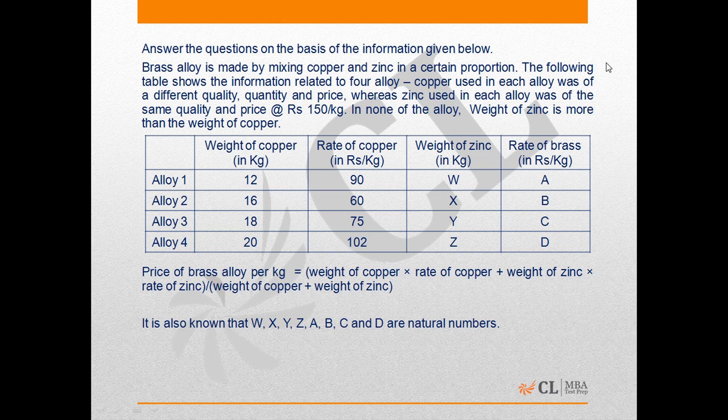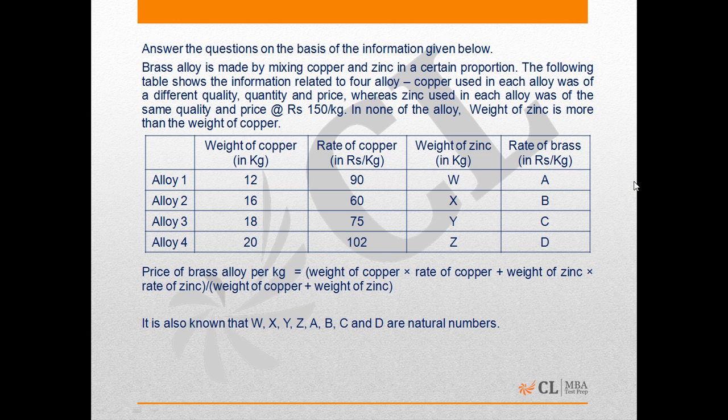This is one of the difficult sets in this mock. So this set must be attempted only after attempting other easier sets and questions of this section. Here it is given that brass alloy is made by mixing copper and zinc in a certain proportion. The following table shows the information related to four alloys.